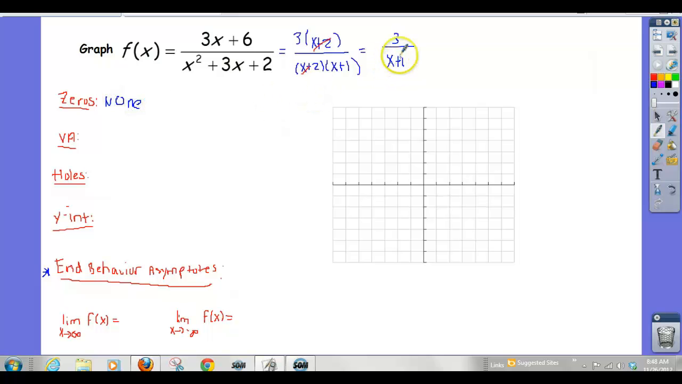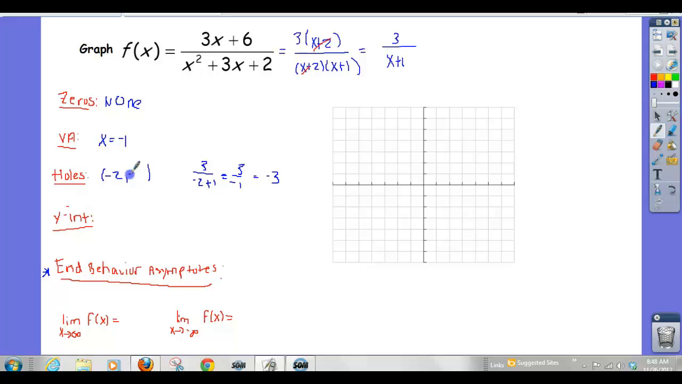A vertical asymptote? Well, at x equals -1. Holes, looks like there's a hole at -2, and then we plug into this one. So 3 divided by -2 plus 1 is 3 over -1, which equals -3.